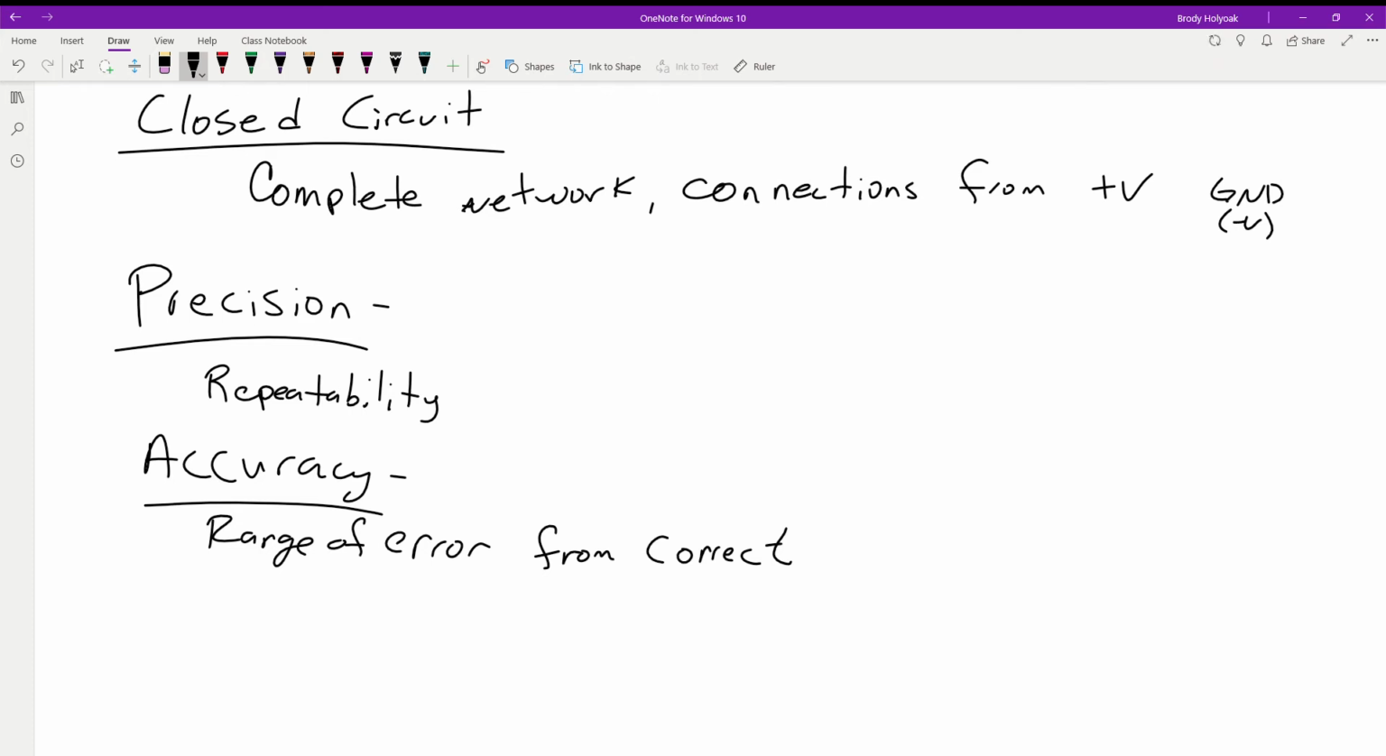Just like we were talking about before with targets and shooting, if you can hit the same spot every single time, you're very precise. If you hit in the same spot, but not in the center of the bullseye, you're not very accurate. There's also times when you could be clustered all the way around the bullseye, but you're not consistently hitting the same spot. You're accurate, but you're not precise. So there are differences, and there are times and places when you need those.